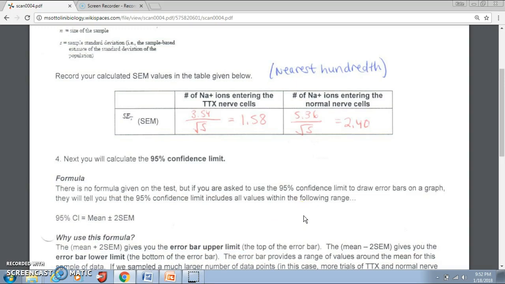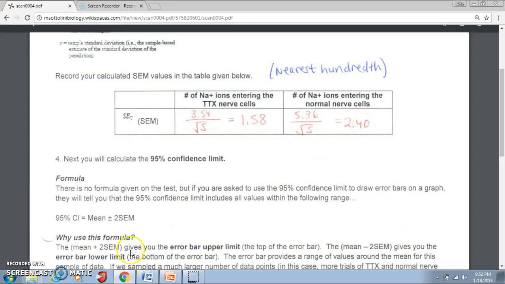Okay, I calculated my standard error of the mean for the TTX nerve cells to be 1.58 if I'm calculating to the nearest hundredth, and 2.40 for the normal nerve cells. Again, that's 1.58 for TTX and 2.40 for normal.